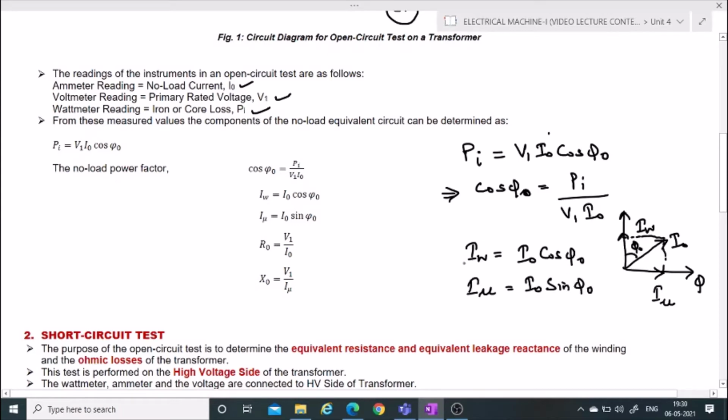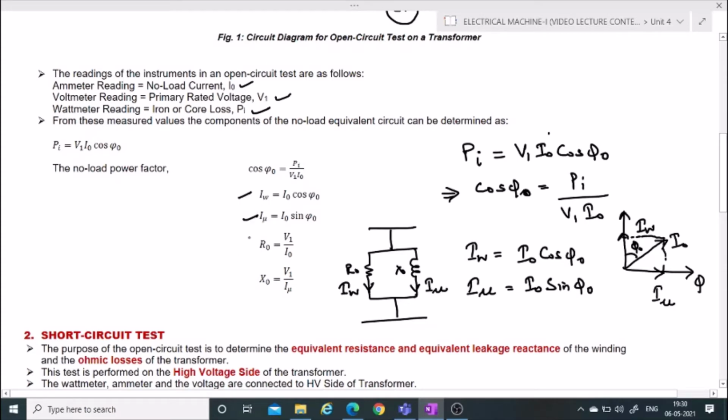What are these currents? If we recall the equivalent circuit diagram, in the equivalent circuit diagram we have one shunt branch. That shunt branch has one resistance and one inductor. So the current through this resistance branch is IW, and the current through this is I mu, and this is known as R naught, and this is known as X naught. So these are the parameters which we have calculated, IW and I mu.